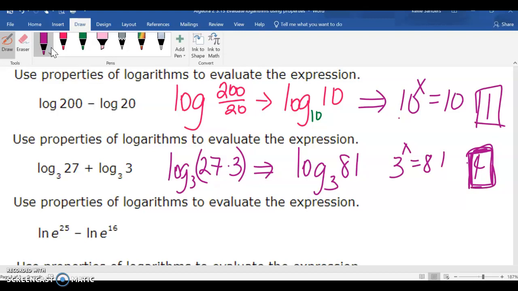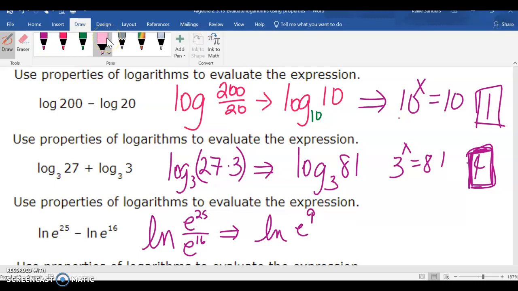Okay. Now, natural log e to the 25 over e to the 16. Because they're both the same bases, what are we going to do with 25 and 16? We're going to subtract them and get 9. But remember, on a previous lesson, it's been a while, natural log e basically cancels out, or it's 1, and so your answer is going to be 9.